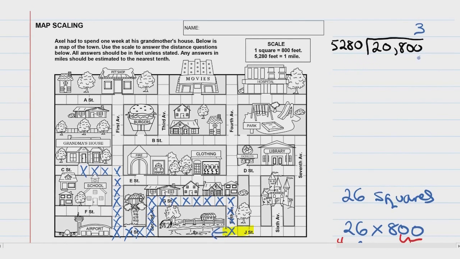I do 3 times 0 is 0. 3 times 8 is 24. Carry the 2. 3 times 2 is 6. Plus 2 is 8. And 3 times 5 is 15. I now subtract. I get 0 minus 0 is 0. I cannot do 0 minus 4, so I need to borrow from the 8. The 8 becomes a 7. The 0 becomes a 10. 10 minus 4 is 6. And 7 minus 8. Now the 7 is too small.